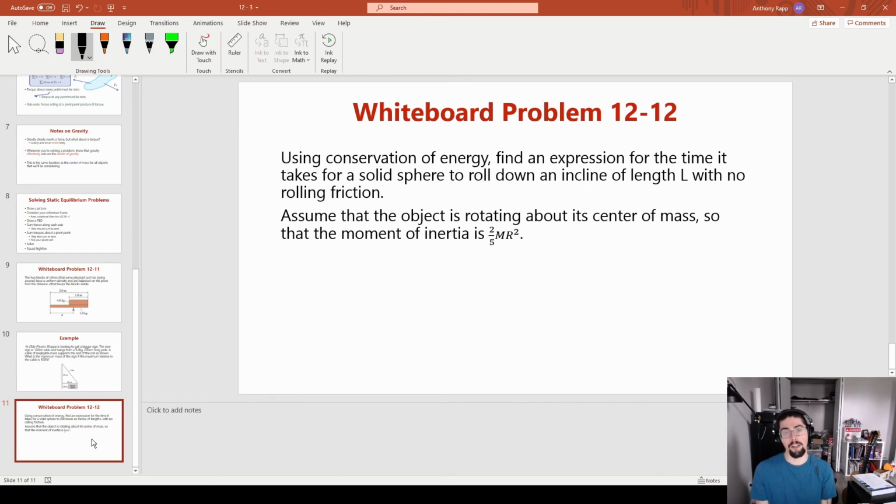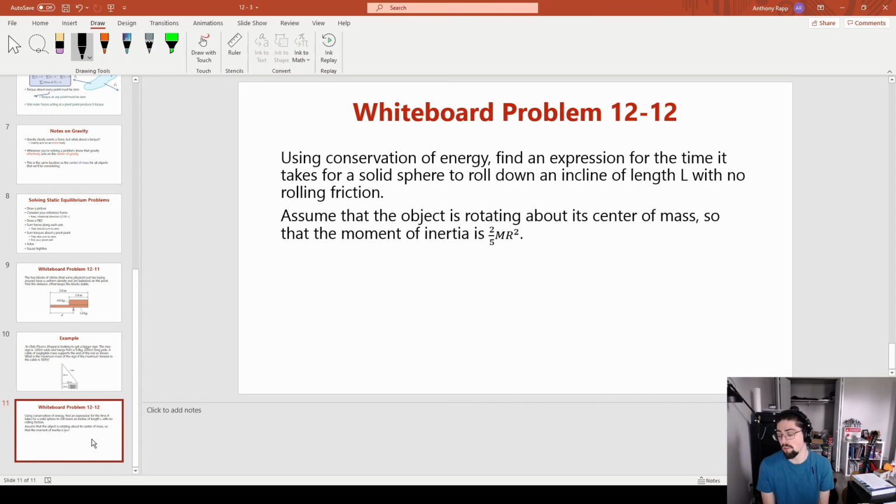This is going to be a little bit different. But let's imagine here a circumstance using conservation of energy. Find an expression for the time it takes for a solid sphere to roll down an incline of length L. No rolling friction, but it's not slipping. Right? So there is technically friction on the slope. I want you to understand that. There is friction on the slope. There is no rolling friction.